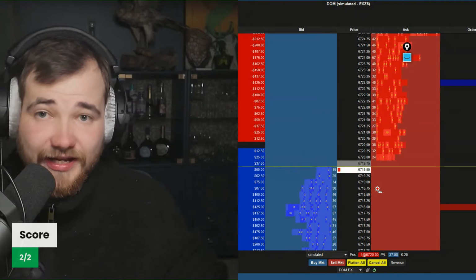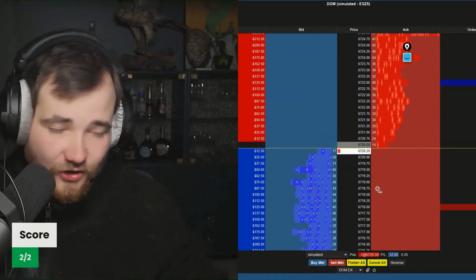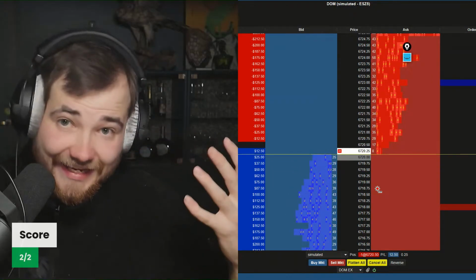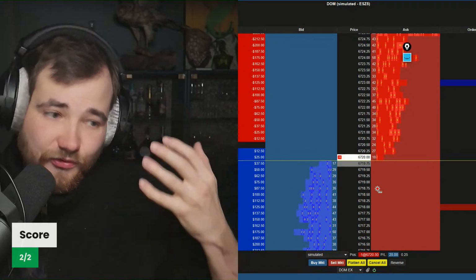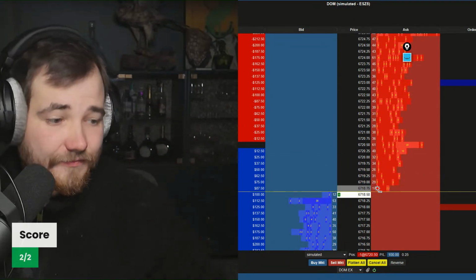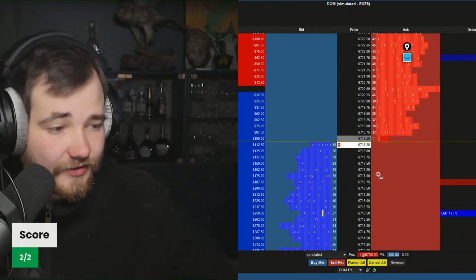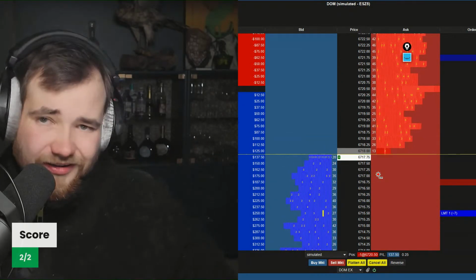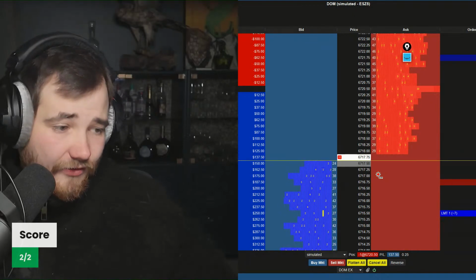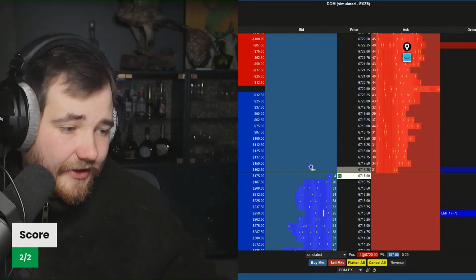And I'm doing this on simulated. This is a fully simulated account. There's nothing at stake here. We're just doing this to improve our entries on the DOM, nothing else. And we'll see if we can get the move here. It moved a little bit against us and now a little bit into the favor. Let's see if we can get it here.